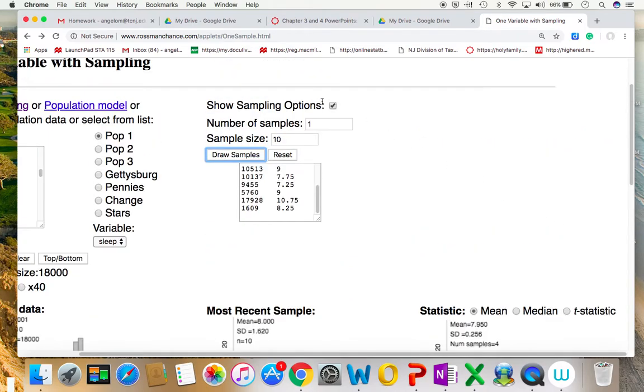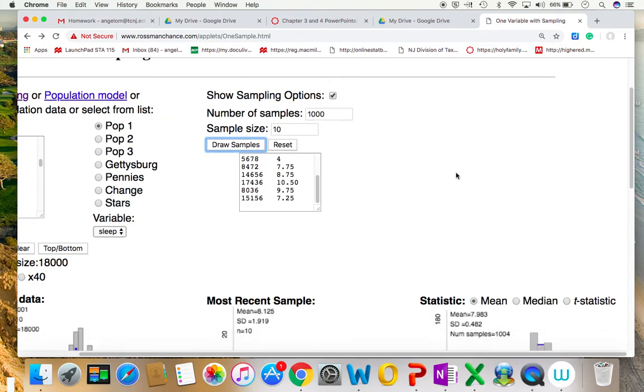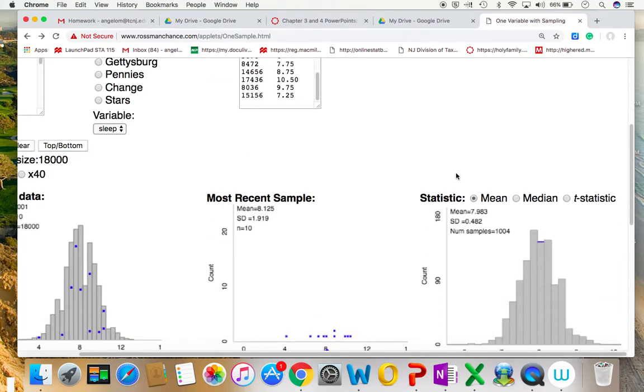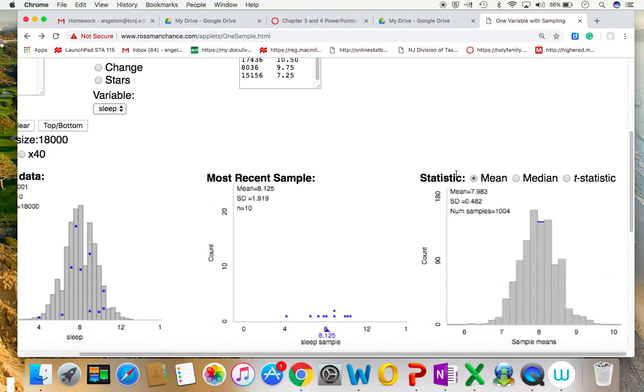What I'm going to do now is, instead of one sample, generate 1,000 samples of size 10. I'm just going to draw them and see what comes up. All right, so here's your distribution. The mean of those samples is 7.983, pretty darn close to our 8 hours of sleep per night.